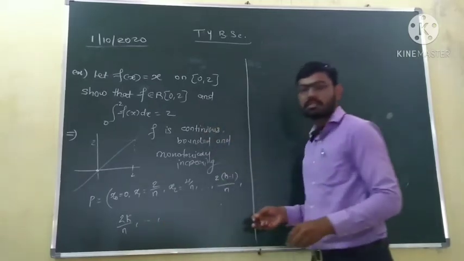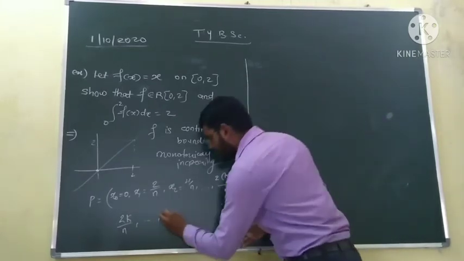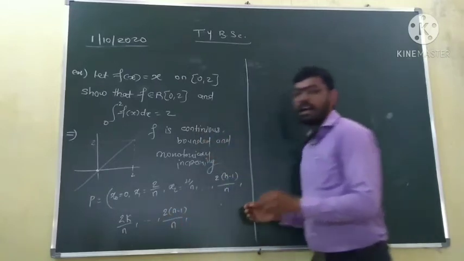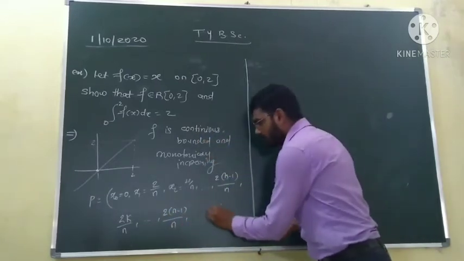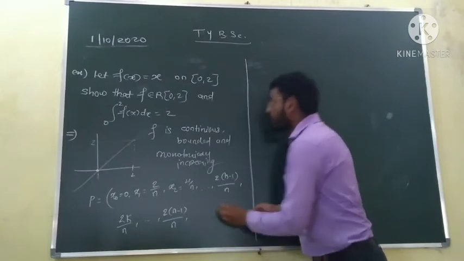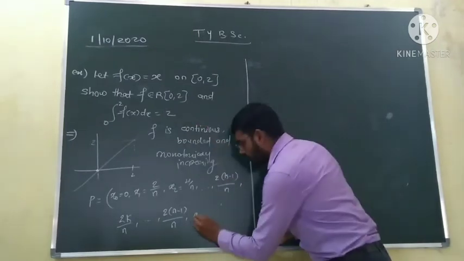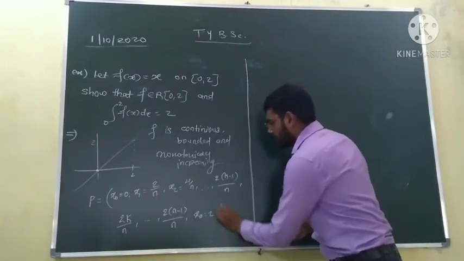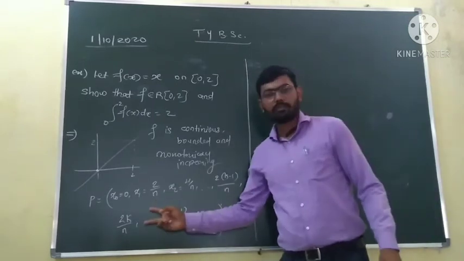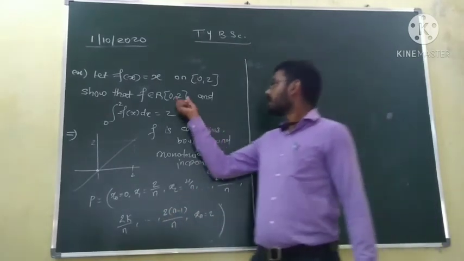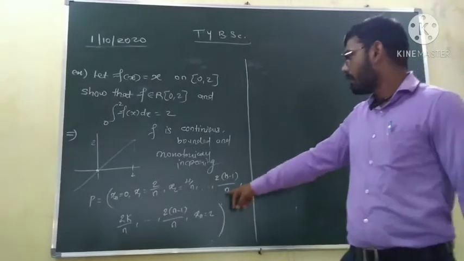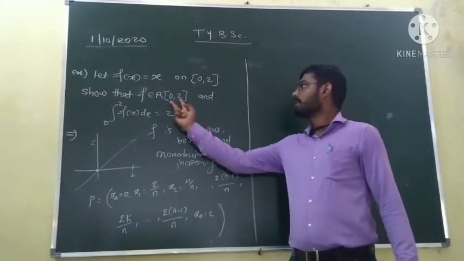Continuing this way, somewhere we get 2 into n minus 1 by n, and at last 2 into n upon n, that is the last point, which is 2. So xn is equal to 2. Okay, so this is our partition. So we have divided this interval into n subparts. Okay, this is the partition we have taken of this interval.